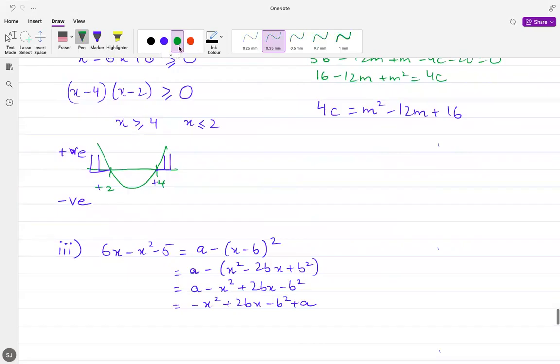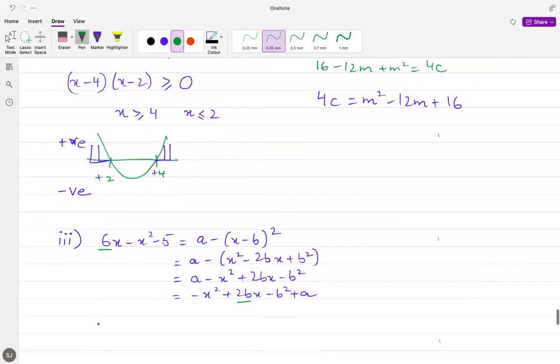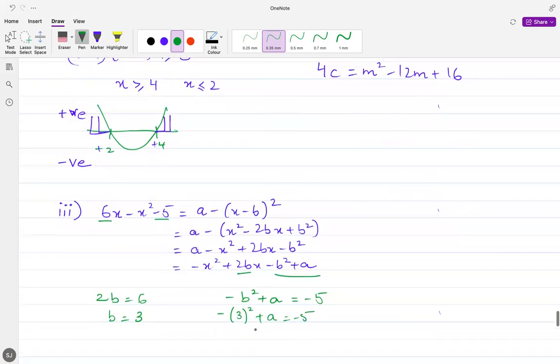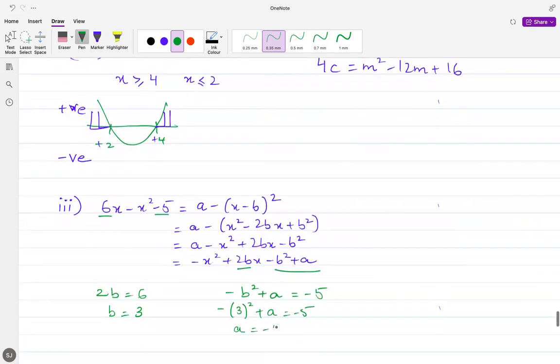Now comparing it with the original expression, the term with x is 6 and over here the term with x is 2b. So we can say that 2b is equal to 6, which means b is equal to positive 3. And minus b squared plus a is a constant over here, and on this side we have negative 5. So we will equate it to negative 5. As the value of b was 3, we'll write minus 3 whole squared plus a equals minus 5.